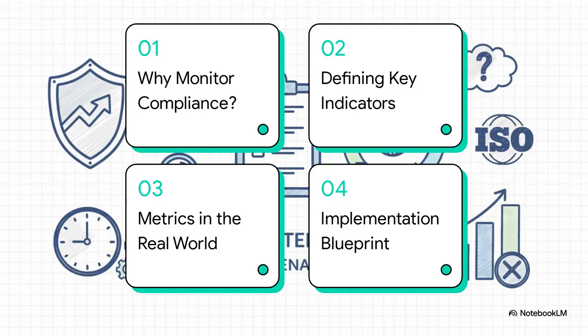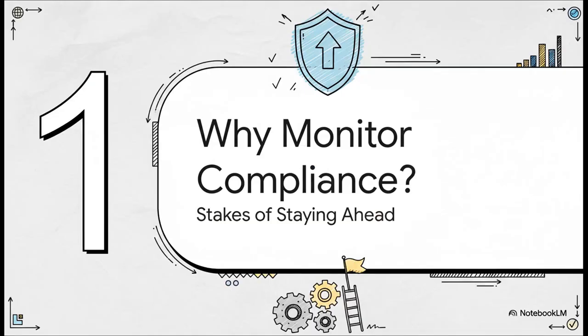So here's our game plan. We've got 4 key areas to cover. We'll start with the why this is so critical. Then we'll get into defining the key indicators you're going to need. After that, we'll look at some real-world examples, and we'll wrap up with a practical blueprint to put it all into action yourself. Okay, first up, Section 1.